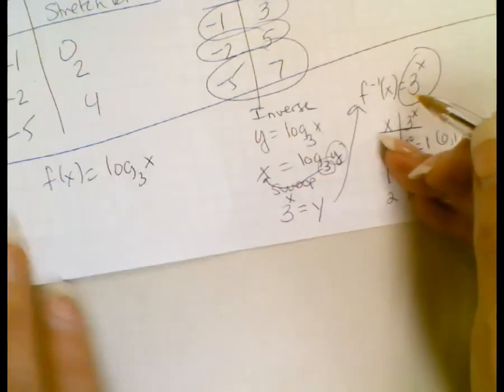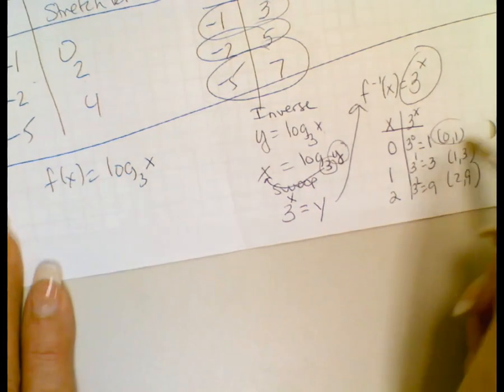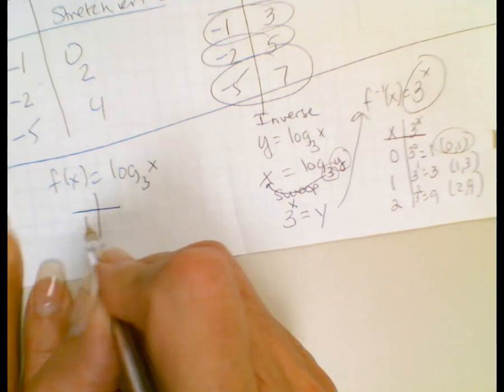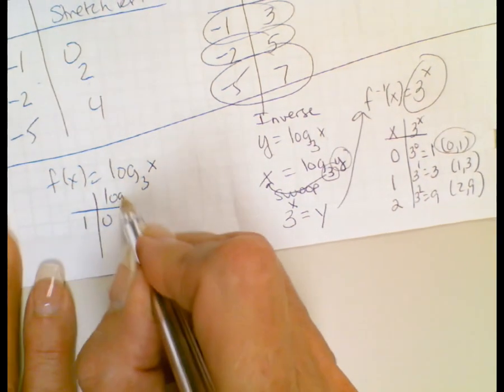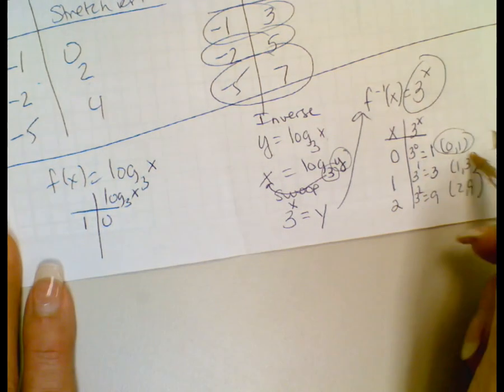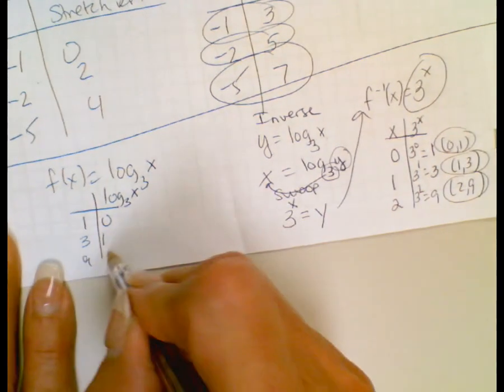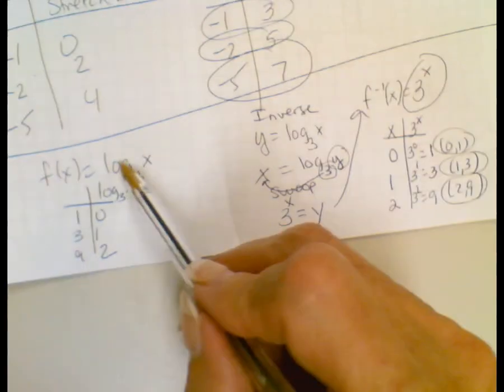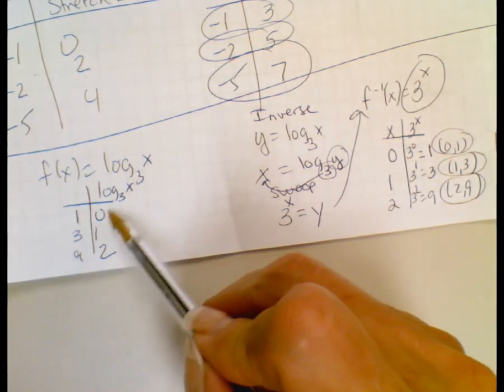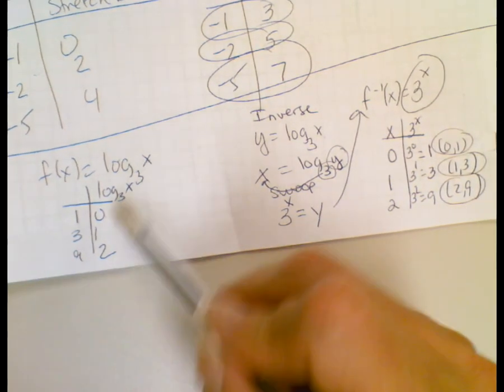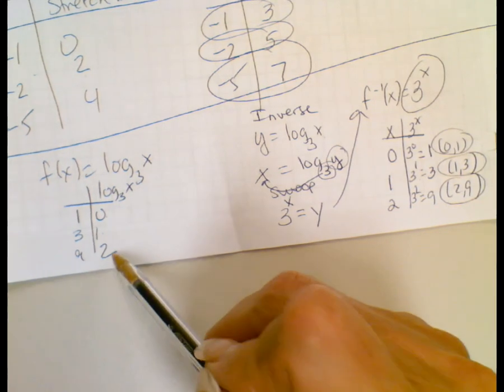So what is the original function then? What's the reverse of this ordered pair? (1, 0). So now we're doing this. This is easier for some people. Instead of (1, 3), it's (3, 1). Instead of (2, 9), it's (9, 2). So basically, log base 3 of 1 is 0. Log base 3 of 3 is 1. And log base 3 of 9 is 2.